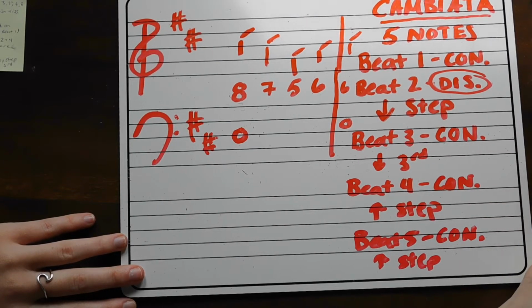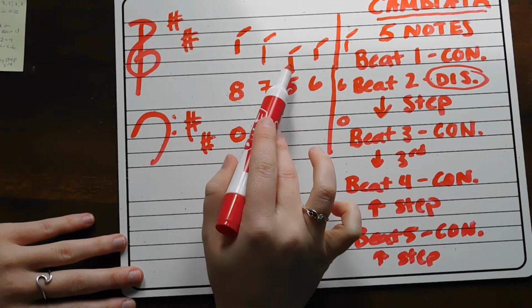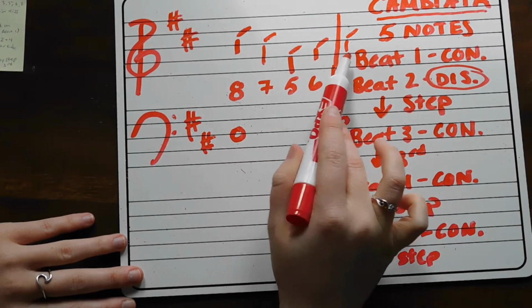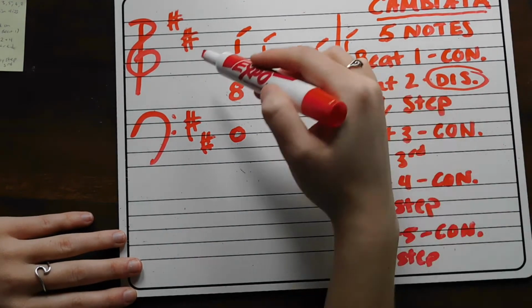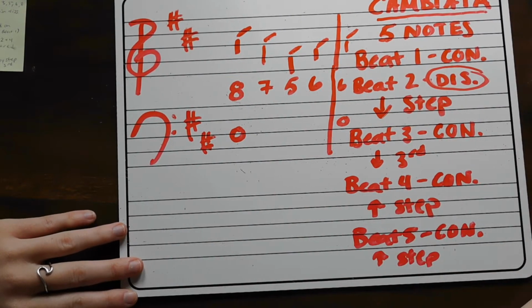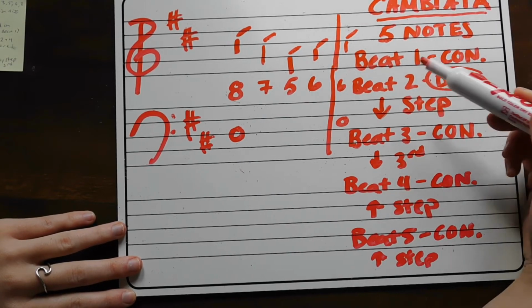The way to do it is to just follow this procedure: down by a step, down by a third, up by step, up by step. And that is a cambiata. I don't know where the name of it came from. It is just the pattern that you're following. I will say again, the only beat of dissonance can be beat 2.